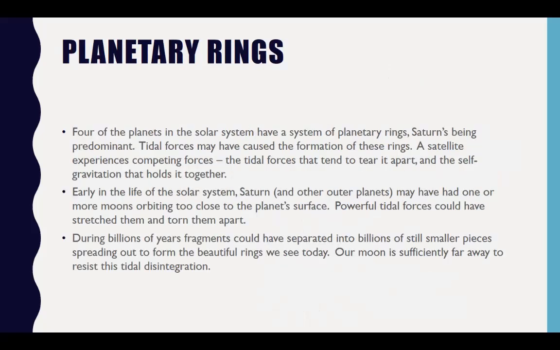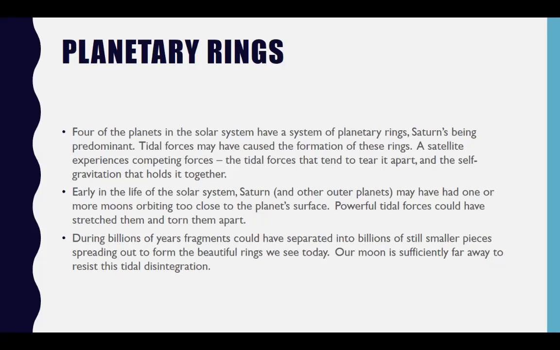So let's take a look at planetary rings. Four of the planets in our solar system have a system of planetary rings, and Mars probably did at some point. Saturn's are probably the most dominant, and these are likely caused due to tidal forces of gravity. And so what happened is a satellite experiences competing forces as it gets closer and closer to a larger mass, and these tidal forces begin to kind of rip and tear and rend it apart, and the gravity that holds the object together is not strong enough to overcome these, leaving behind little scattered remains, which become the actual ring system.